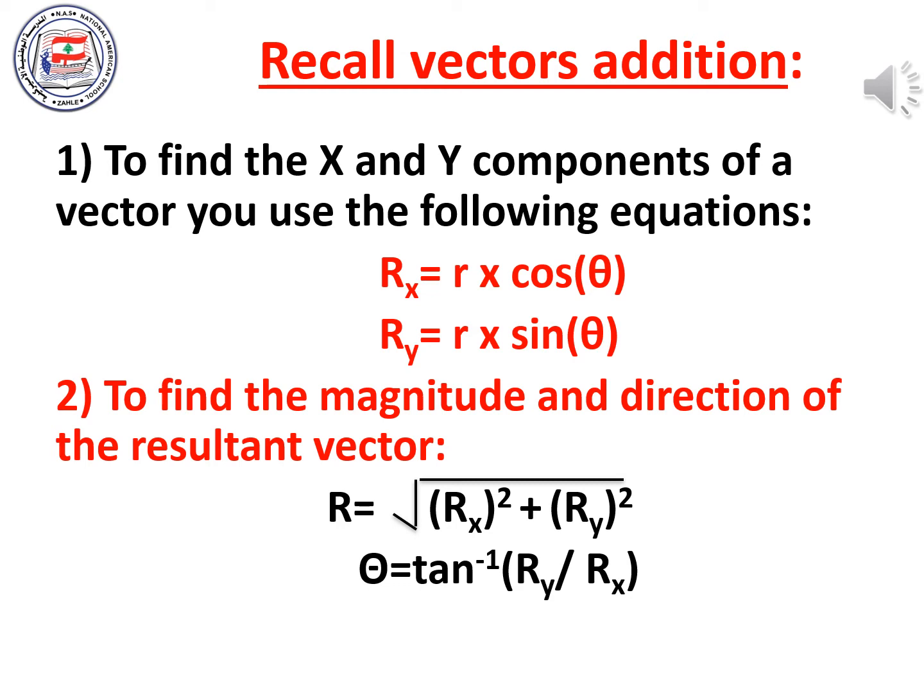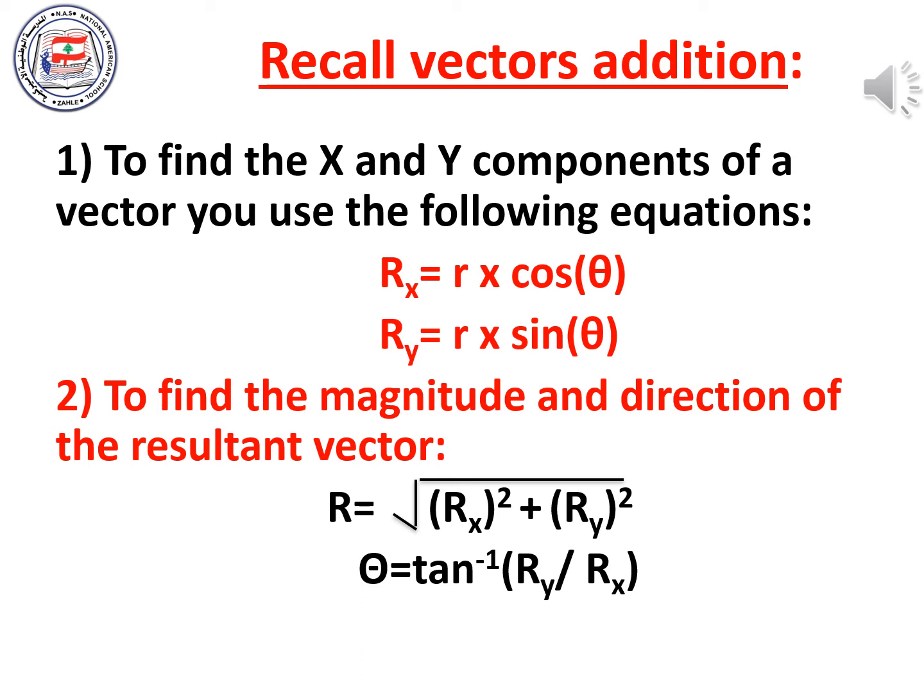So in order to find the x and y components, we need to know the magnitude of the vector, the length of the vector, which is called r, and we need to know the angle, the direction relative to the horizontal. In order to find the magnitude and the direction of the resultant vector, which will be the last step, we need to use the following equations.